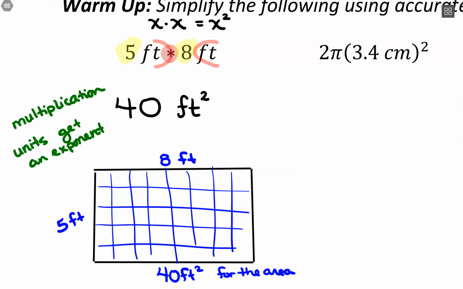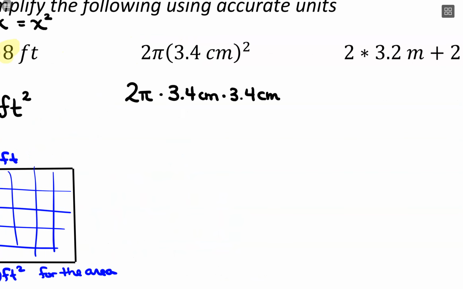Key thing is if you multiply units, we get an exponent. Let's look at this one here. So we have 2 pi times 3.4 centimeters squared. This is similar to taking 2 pi times 3.4 centimeters times 3.4 centimeters. That's all the square is doing, it's telling us how many times to multiply it to itself. So numerically, we have this 2 pi, we have this 3.4, and this 3.4. Something we can notice is this 2 pi right here, there aren't any units there. So really in terms of units, we're just going to have centimeters multiplying with centimeters, which leads to a similar thing that happened just before.